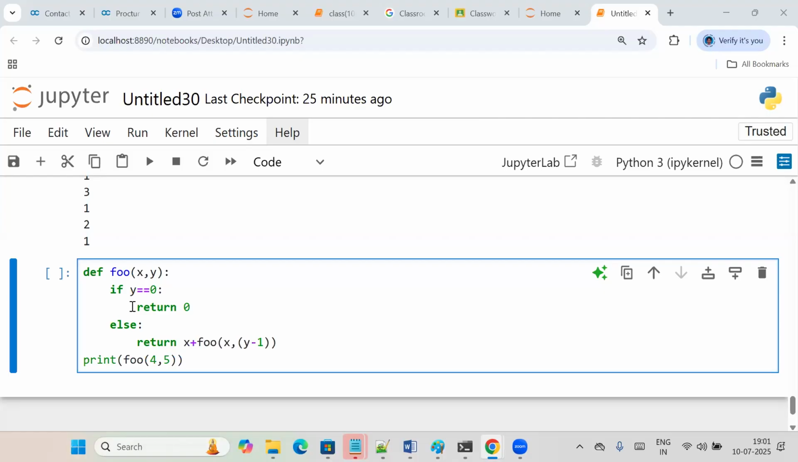4 plus 4 comma 4. Then 4 plus 4 comma 3. Then 4 plus 4 comma 2. Then 4 plus 4 comma 1. 4 plus 4 comma 0. Then 4 plus 0, 4. 4 plus 1, 4, 8. 8 plus 4, 12. 12 plus 4, 16. 16 plus 4, 20 is the answer.